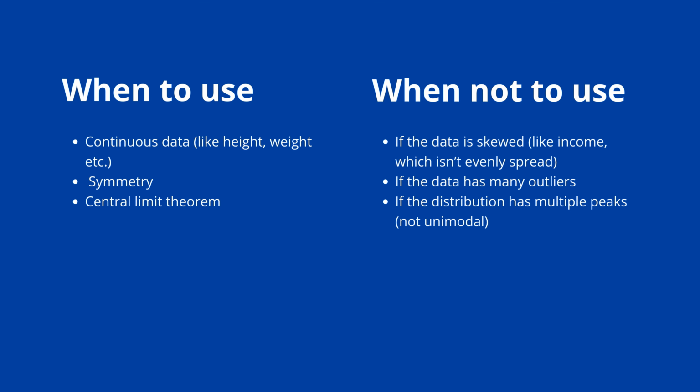The second one is when the data is symmetrical, meaning that values are equally likely to be above or below the mean. The third one is the central limit theorem. This theorem states that the sampling distribution of a sample mean will approach a normal distribution regardless of the population distribution as the sample size increases. You can avoid using a normal distribution when the data is skewed, if the data has many outliers, or if the distribution has multiple peaks, meaning it's not unimodal.